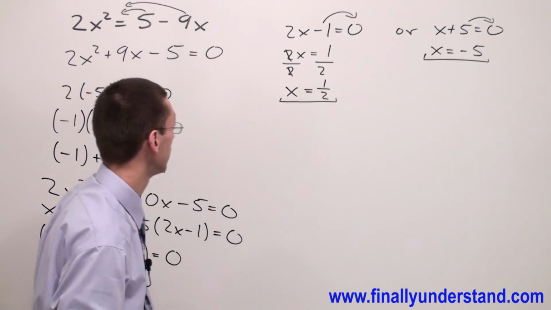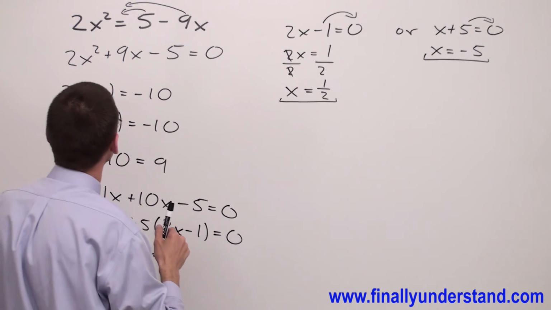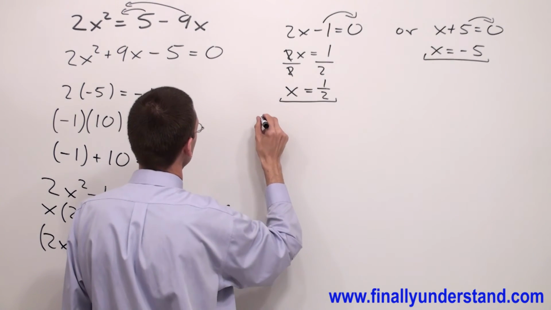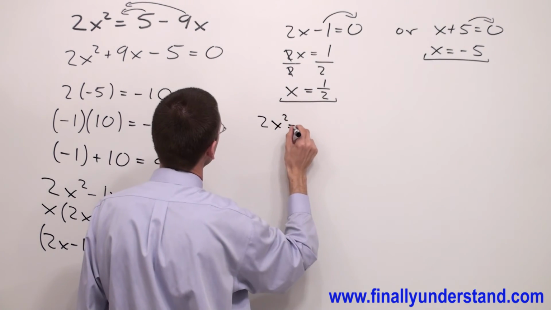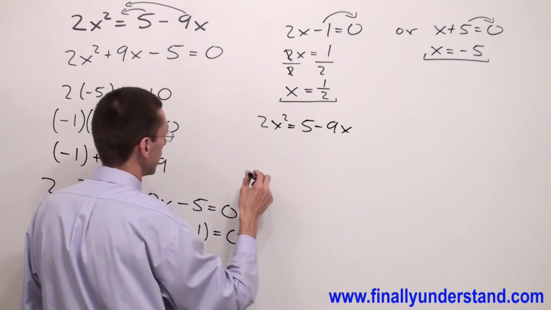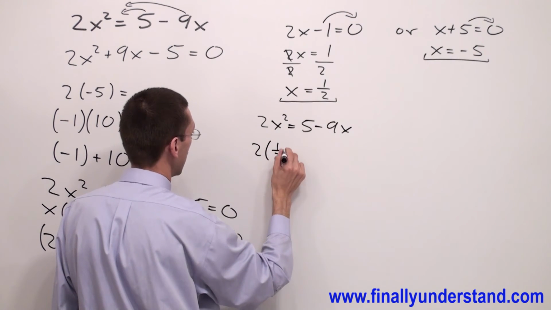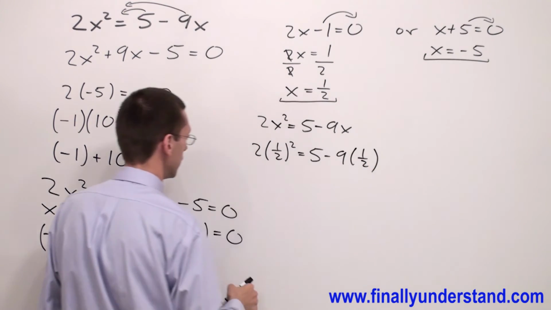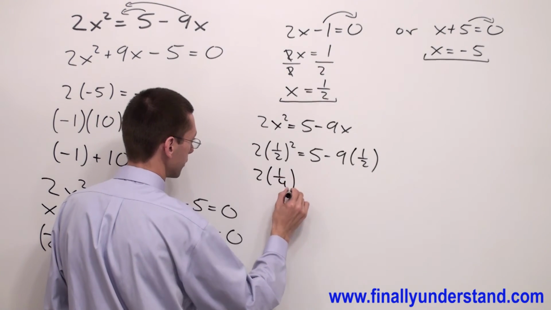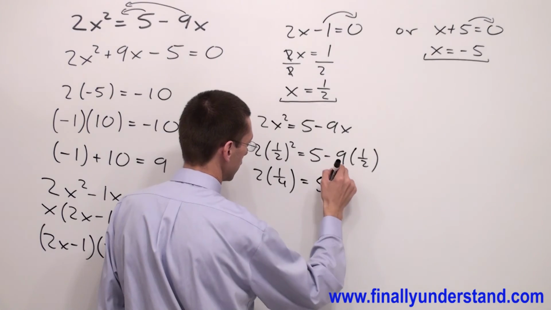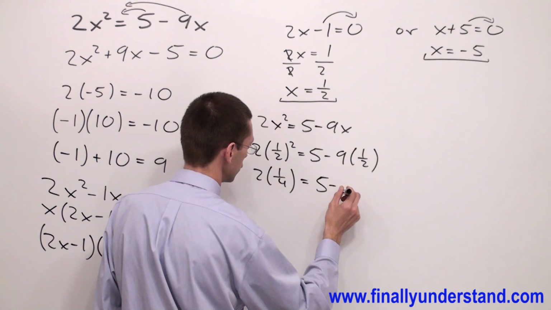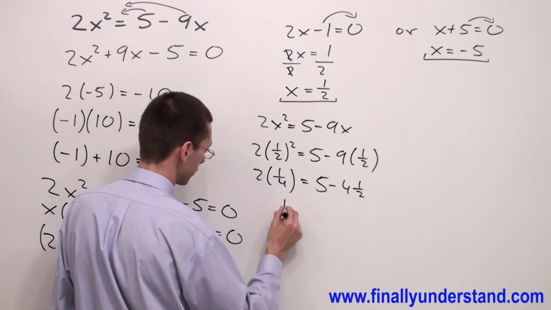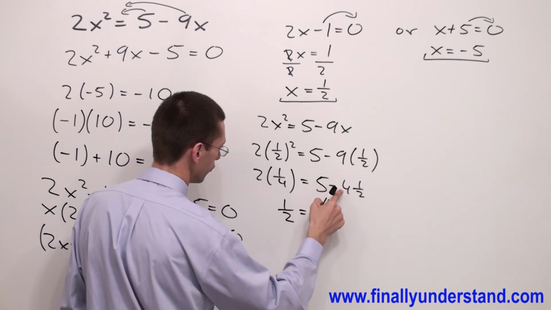In order to verify if they are correct, I'm supposed to look at the original equation, and substitute these x's by 1/2 and later on by negative 5. So I have 2x squared equals 5 minus 9x. I have 2 times 1/2 squared equals 5 minus 9 times 1/2. I have 2 times 1/4 equals 5. 9 divided by 2 is 4.5, so I have minus 4 1/2. 2 times a quarter gives me 1/2 equals 5 minus 4 1/2, which is equal to 1/2.